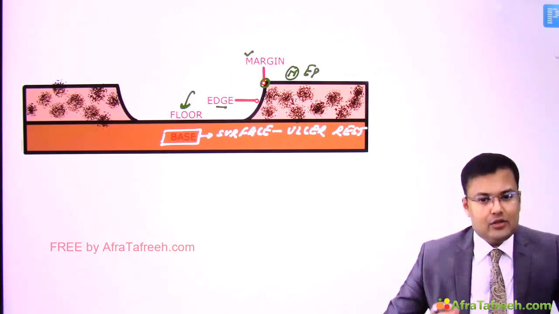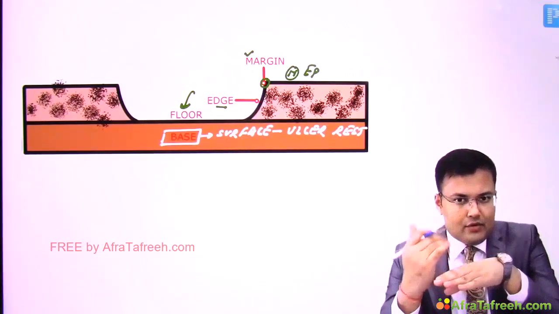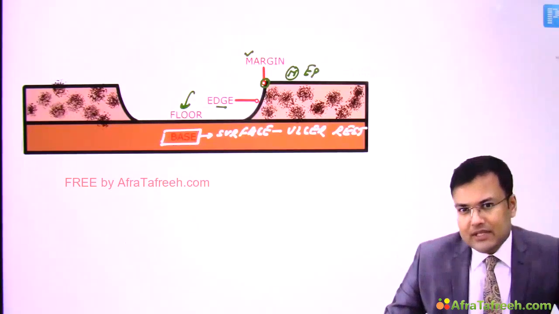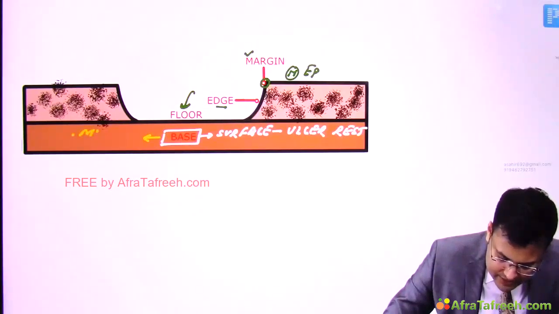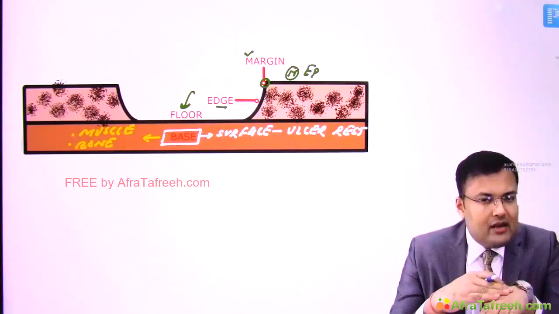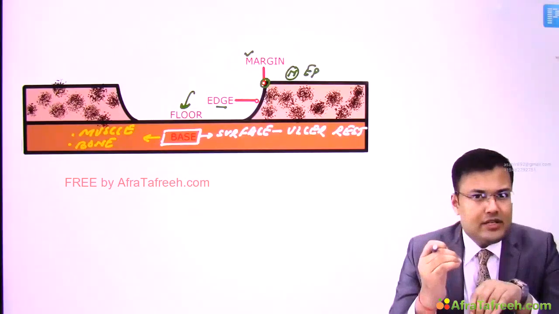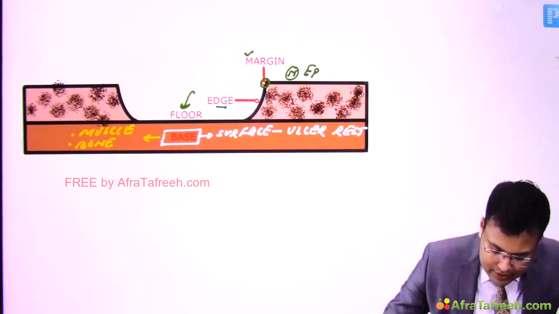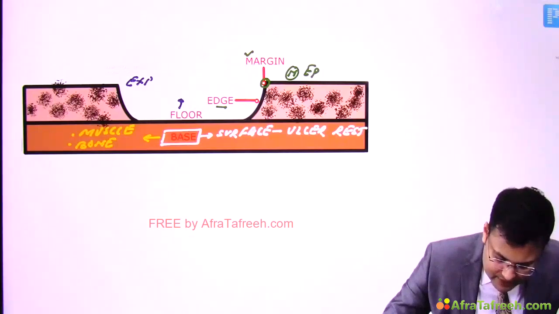Clear? So generally the base is formed by, if there is an exposed surface, that is the floor, so beneath the floor, what is located? It is formed by muscle or bone. So generally the base is formed by muscle or bone. When you see an ulcer, the exposed surface sometimes contains slough, sometimes pus, sometimes pink granulation tissue. So that is the floor. Floor is the exposed surface of the ulcer.